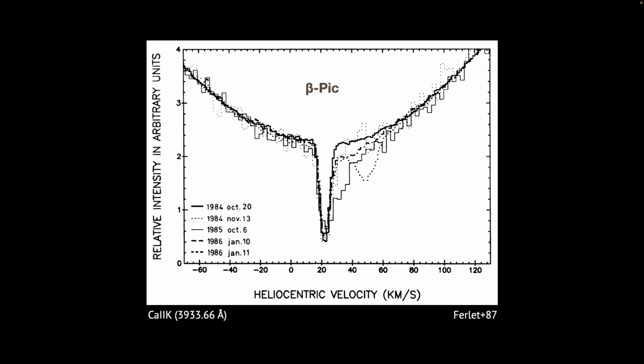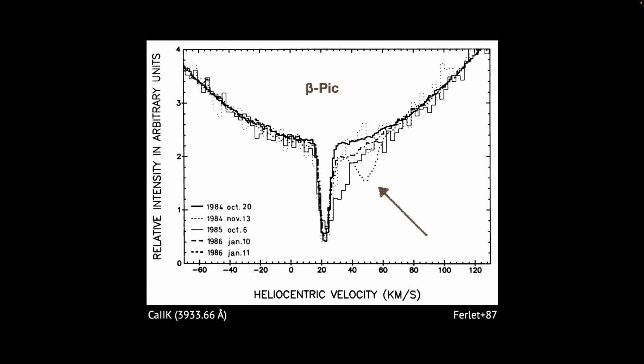We saw, or Ferlet et al., the French team saw, that on top of the very broad photospheric absorption from the surface of Beta Pictoris, from the star, we have some narrow absorption, that is the circumstellar gas, that is very stable, but for different line styles, you see there are different dates, and that means there are different absorptions happening in the circumstellar environment of the star.